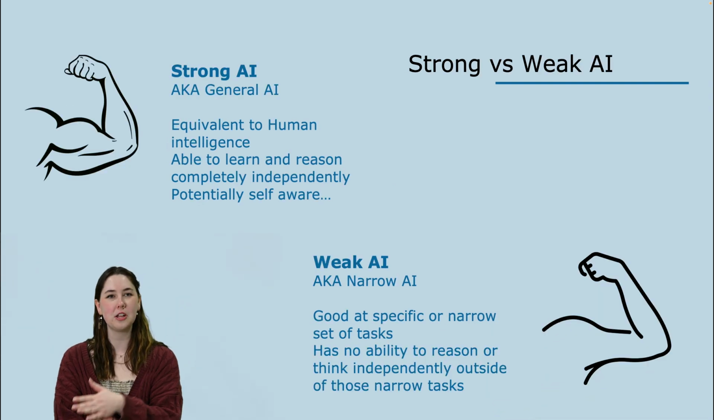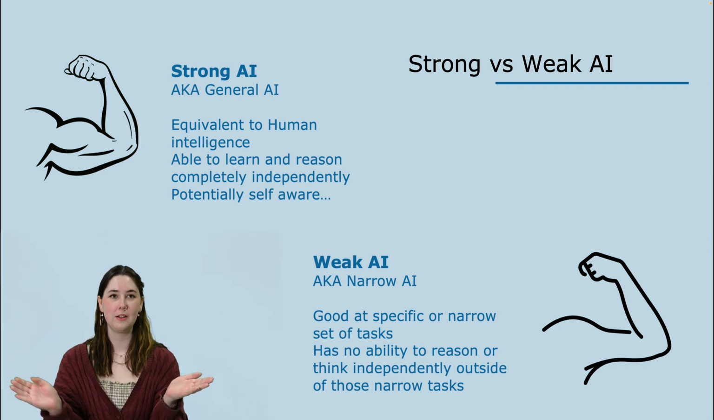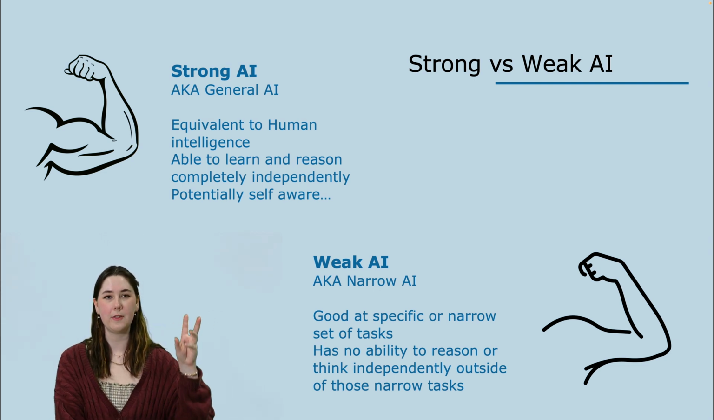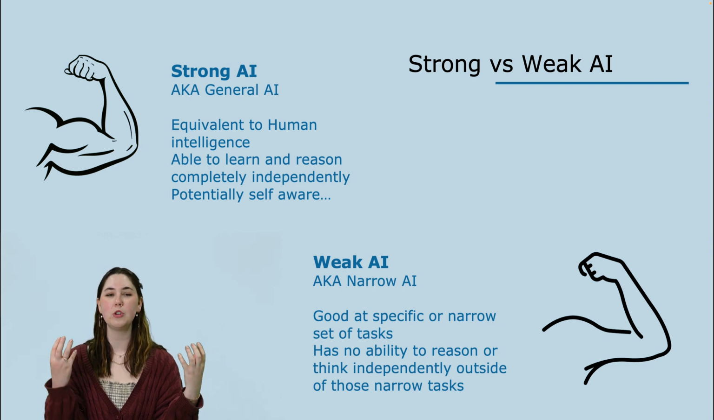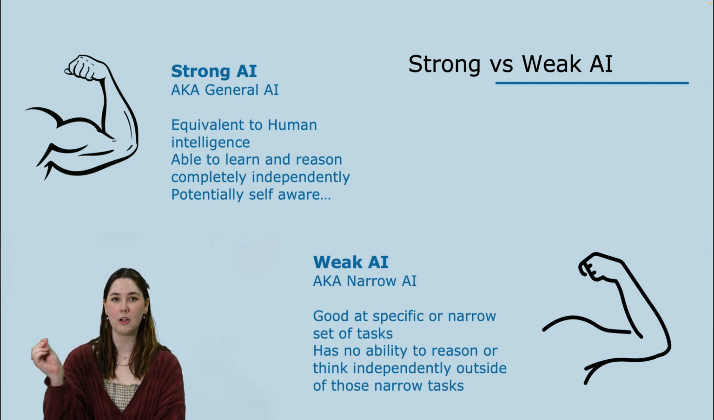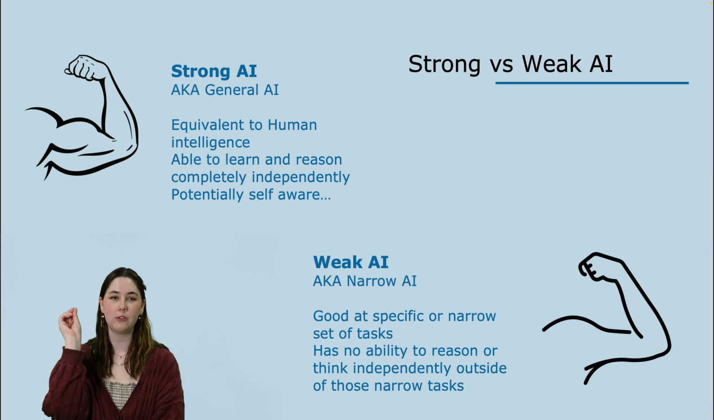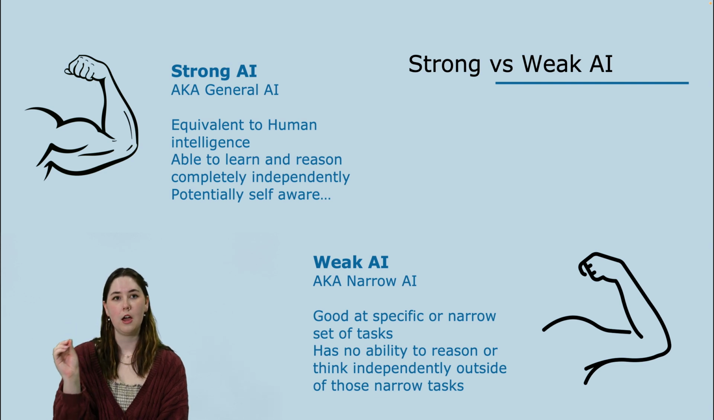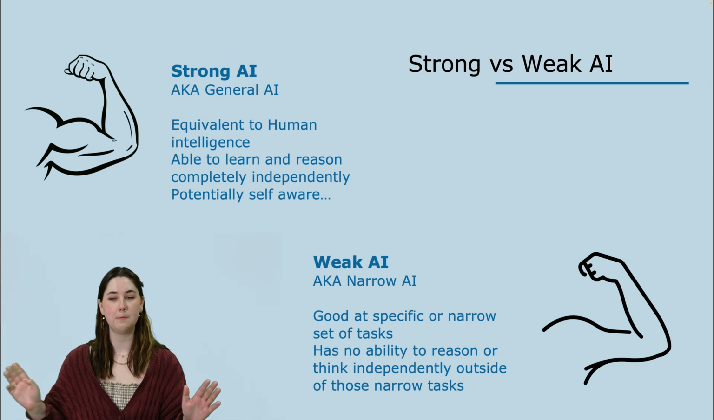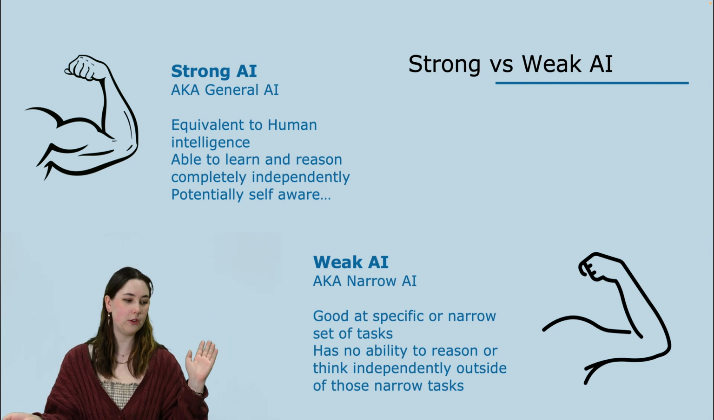So to start with, what is strong AI and what is weak AI? So to start with, we've got strong AI, and this is general AI. It's another name for it, and this just means something that's really, really smart, a computer that could be as smart as human intelligence. You might have heard of the term the singularity, and the singularity is the point at which AI is able to reach that human intelligence. So they're able to learn, reason, act independently, and potentially be fully self-aware.